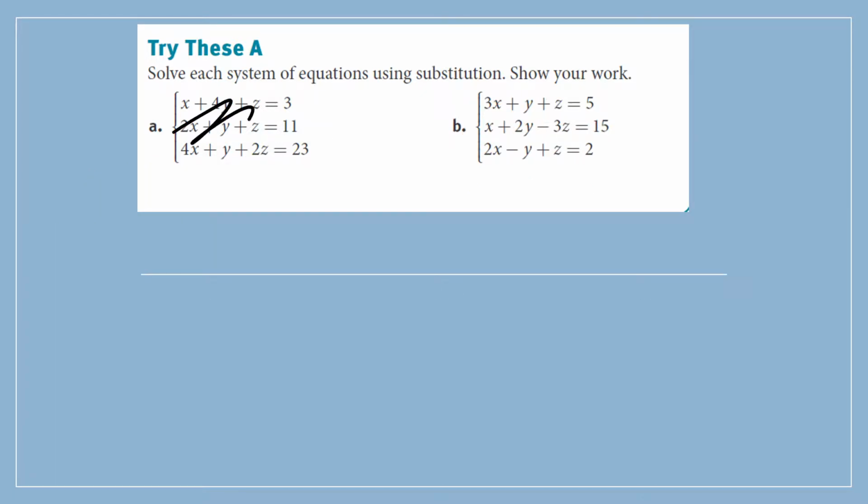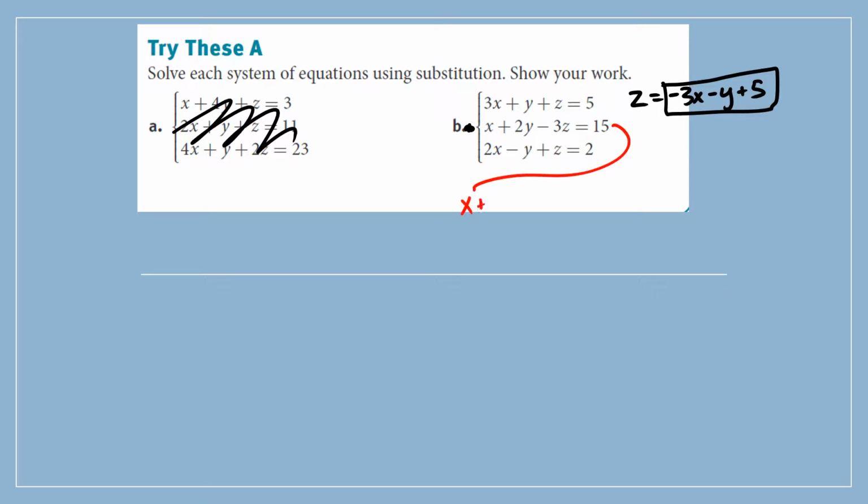All right, so let's try this other one now. So first we're going to solve this one for z. So z is going to equal negative 3x minus y plus 5. So that's what z is. All right, so then in the second equation, I'm going to plug that in for z. So that would look like x plus 2y minus 3 times negative 3x minus y plus 5. And that needs to equal 15 because I'm using the second equation.